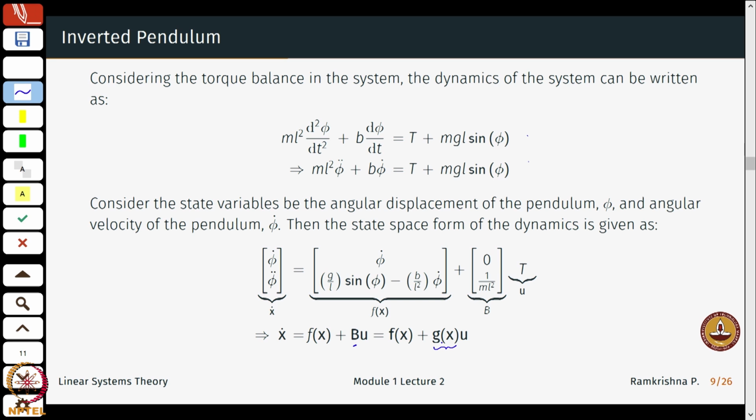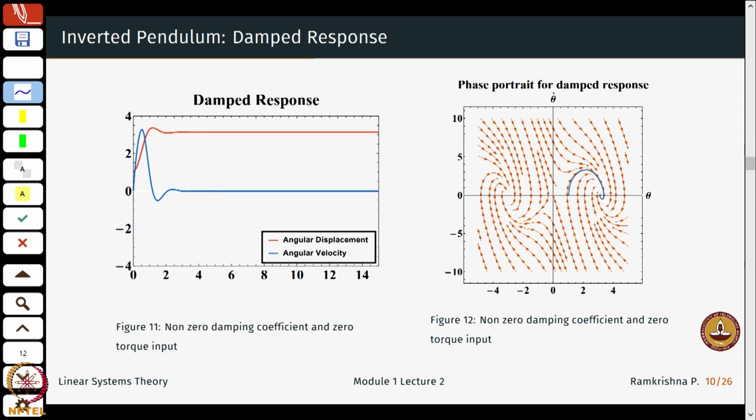What is interesting here is when I plot the phase portrait. Again, if I start at theta equal to 0 and theta dot equal to 0, I will always be here. If I start at a point slightly to the left of the origin, you see that my trajectories are actually diverging. We will see the global behavior of this later on, but the initial behavior suggests that they are diverging from the origin.